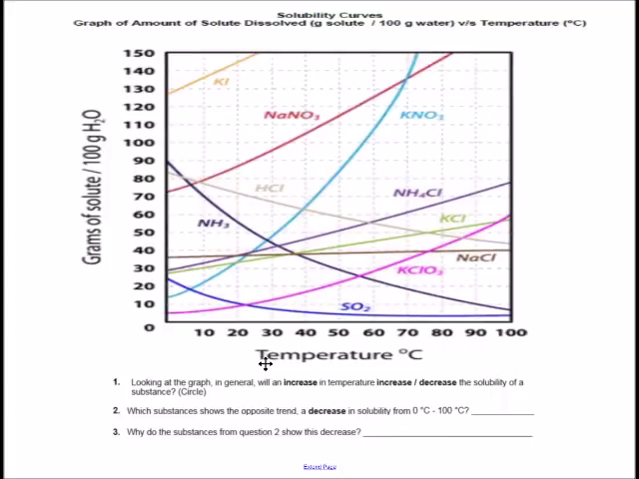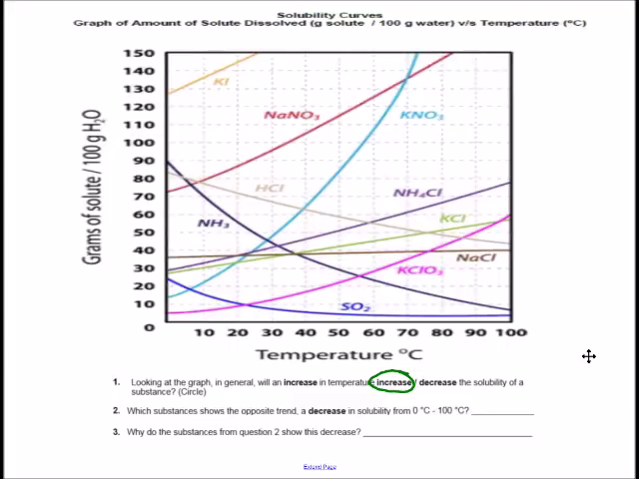So first, let's look here. Looking at this graph, in general, will an increase in temperature increase or decrease the solubility of a substance? Meaning, do we see things going up or do we see things going down mostly? What do most of them do? Well, most of them are increasing. So most things will increase.